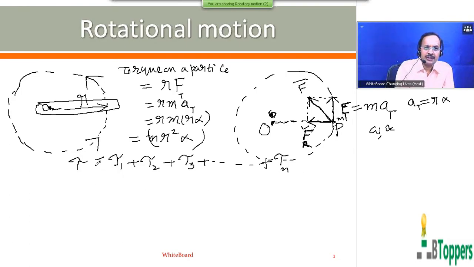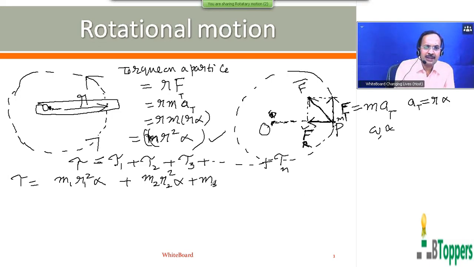So the magnitude of the resultant torque can be taken as the sum of the magnitudes of the torque acting on all the particles of the rigid body. So the magnitude of the torque acting on a particle of mass m1 situated at radial distance r1 from the axis at a particular instant, using this result, can be written as m1 r1 square alpha. Using the same equation, the magnitude of the torque acting on a second particle of mass m2 situated at distance r2 from the axis is given by m2 r2 square alpha.